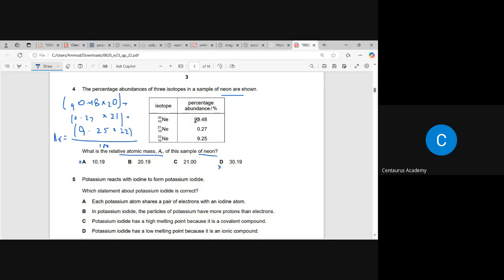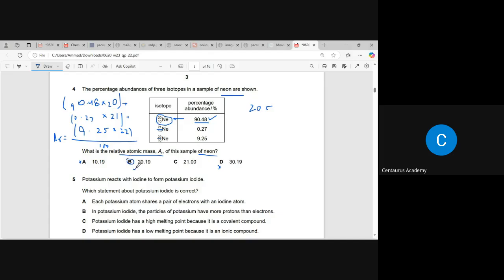Now, the percentage abundance basically tells you that these neon-20 atoms have a percentage of 90.48% on planet Earth, which is the greatest percentage as compared to neon-21 and neon-22. Which means that the relative atomic mass is going to lie nearer to which one? 20. It is going to lie nearer to 20 as compared to 21 or 22, which means your answer should be B.